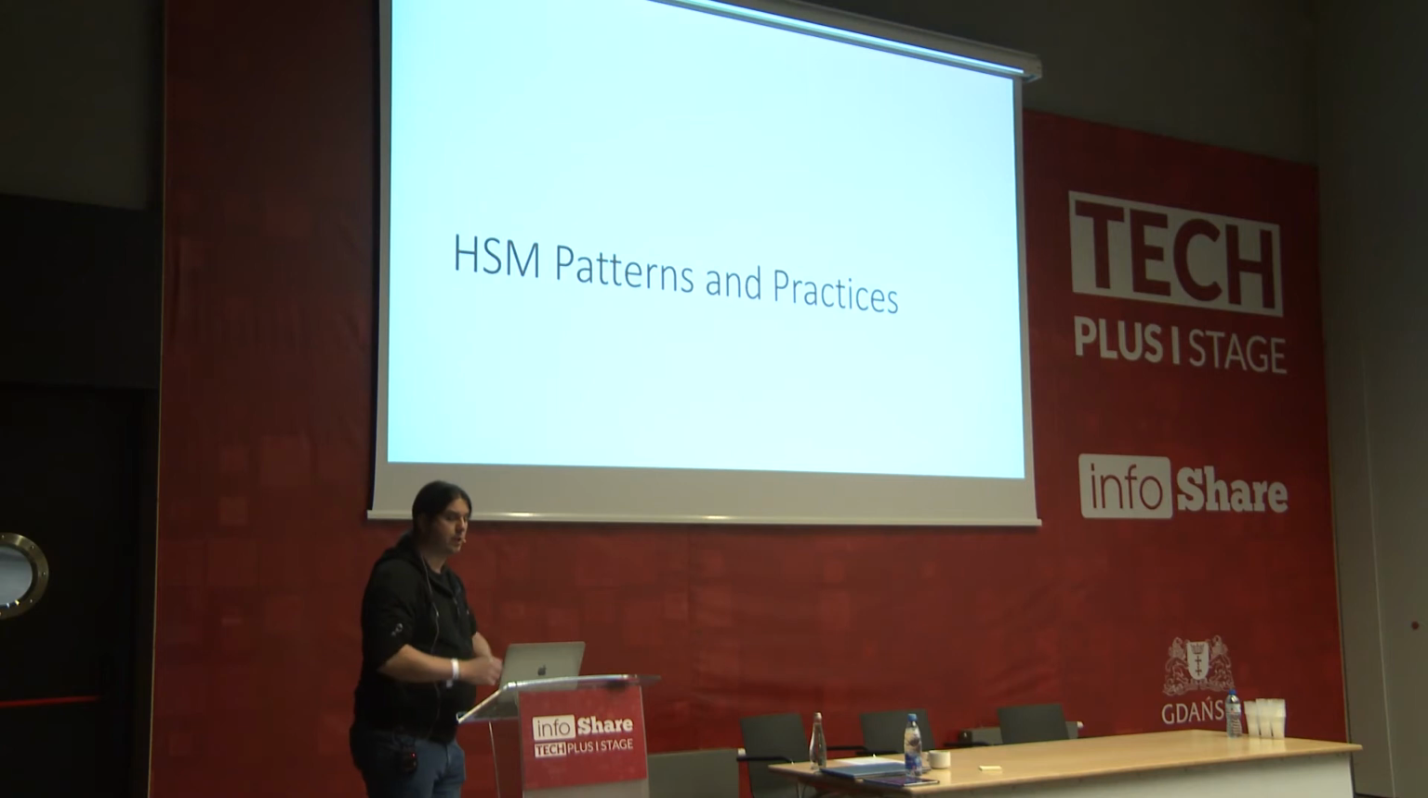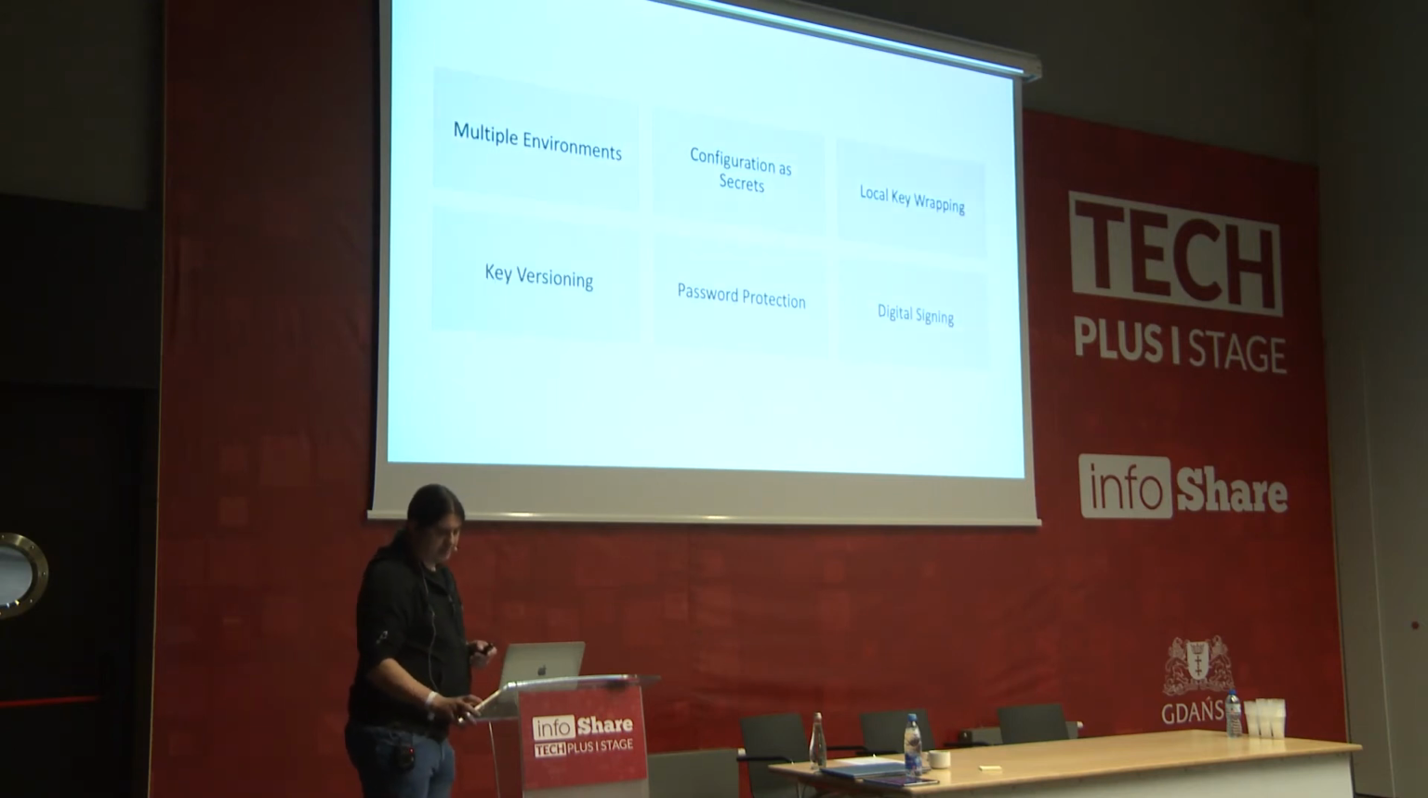But what they give us is something quite powerful that we can build on top of that. So we're going to talk about 6 different items here. So we've got multiple environments, configuration of secrets, local key wrapping, key versioning, password protection, and digital signing.